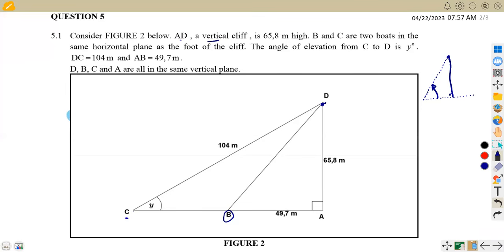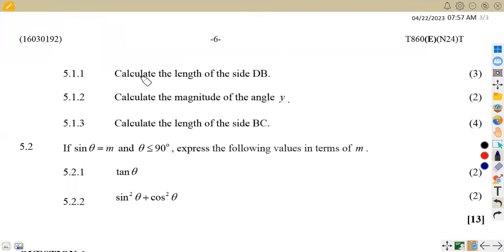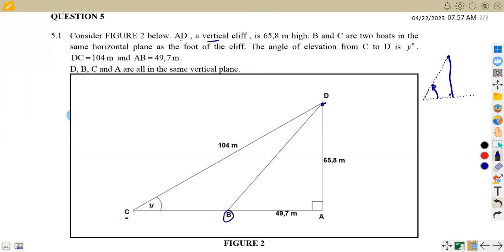Let's check the questions. The first part of the question is 5.1.1. Calculate the length of the side BD, and that's 3 marks. Okay, so we want to calculate the length of the side DB. So D to B, that is from this point up to this point.